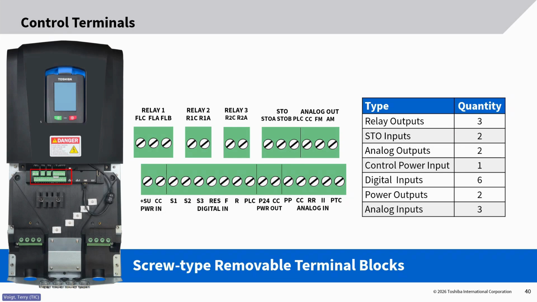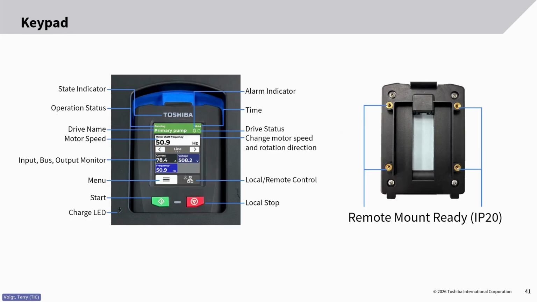Here's a look at the keypad. So just kind of a quick glance at that. The operating status, you can name the drive. You get the motor speed, either in frequency, that can also be changed to RPM as well. We get a monitor mode, so you can monitor the amperage, the voltage, and the frequency. There's different menus. There's a start button, a stop button, local remote control. There's also different statuses and times and different other monitor items as well.